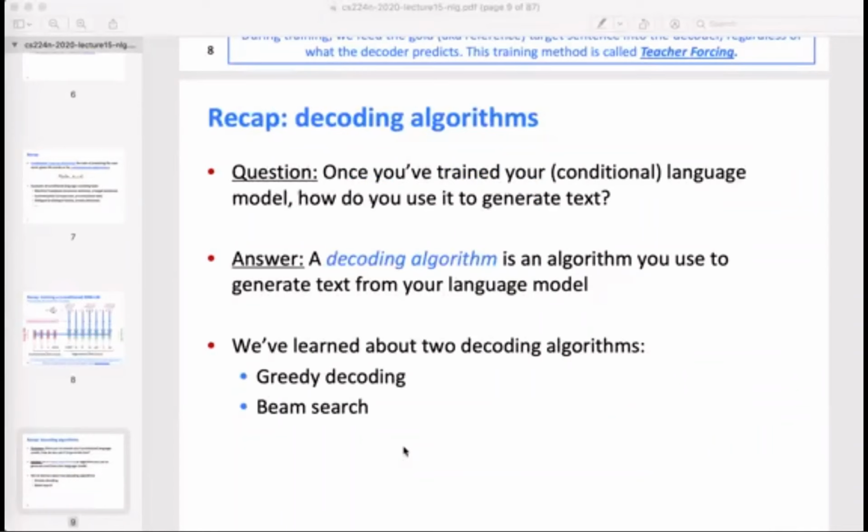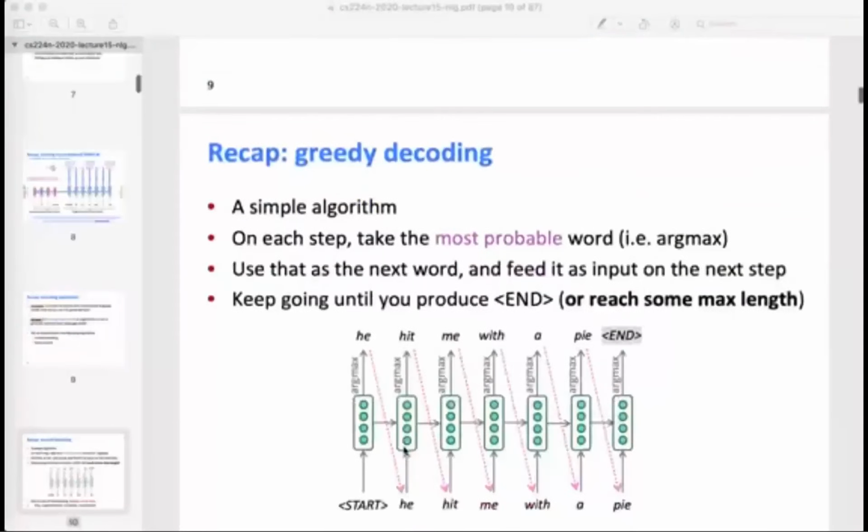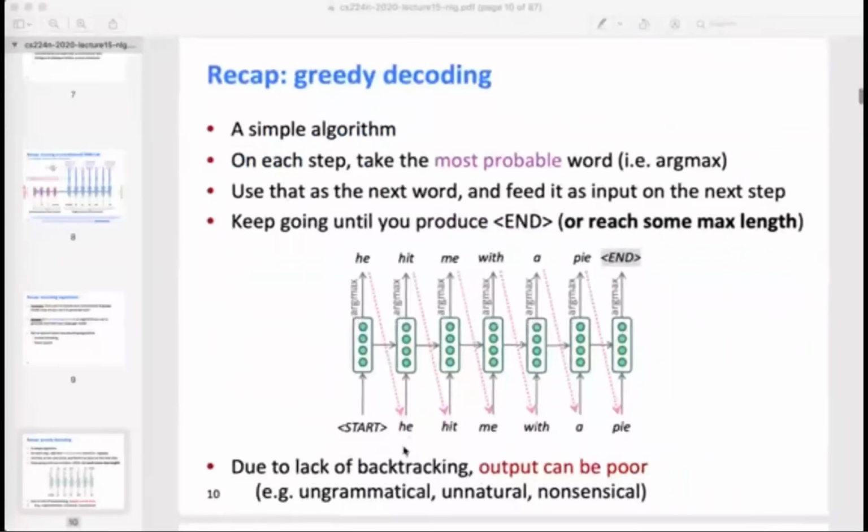The decoding algorithm is an algorithm you use to generate text from your language model. Previously, we've learned two decoding algorithms. One is called greedy decoding and the other one is called beam search. For greedy decoding, it's a really simple algorithm. On each step, you just take the most probable word using Softmax. So here you have "key", and then you just put this "key" generated by Softmax into the next step as an input. And you keep going until you produce the end label or you reach some max length.